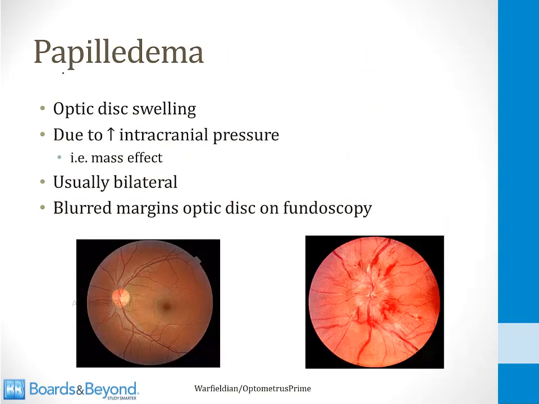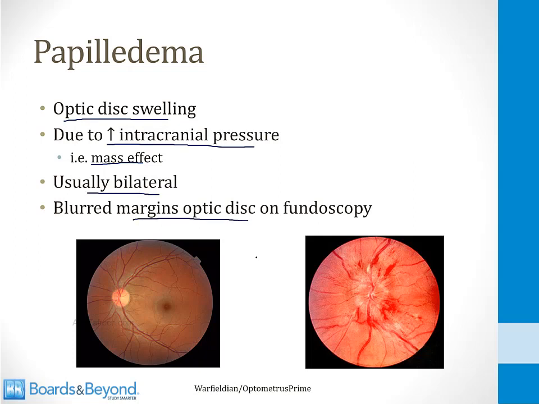This is not exactly a retinal disorder per se, but it's an important finding on fundoscopy that you should be able to recognize. Papilledema occurs when there is optic disc swelling, and this is usually caused by increased intracranial pressure. In other words, it's a mass effect that leads to swelling of the optic disc. Because it's caused by increased intracranial pressure, it usually affects both eyes and therefore is often bilateral. And papilledema is characterized by blurred margins of the optic disc on fundoscopy.